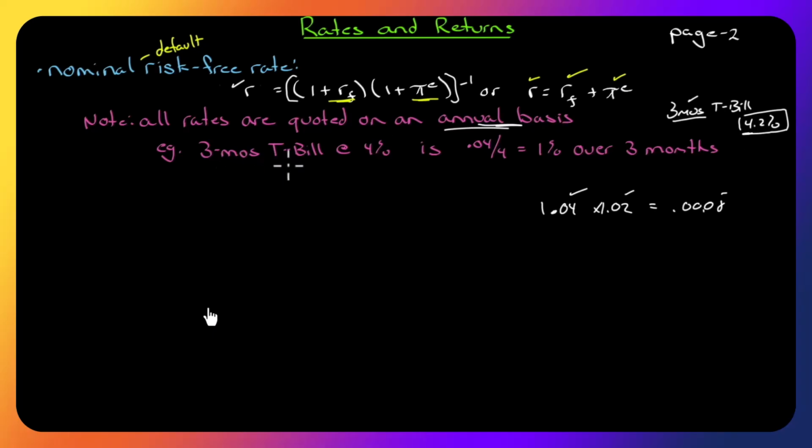So, for example, 3-month T-bill at 4% is 1% over 3 months, right? Because 3 months happens 4 times a year. That's a quarter. So if you just do a naive interpretation, you just divide it like this simply, you'll see that it's 1% over 3 months. It's not 4% for the 3 months. That ends our first learning objective.